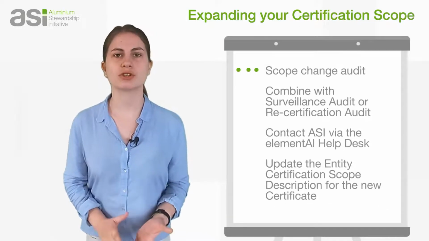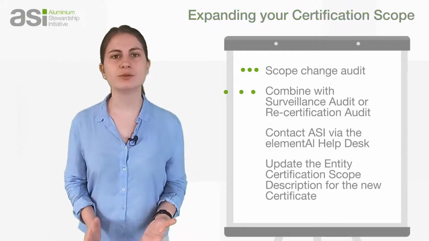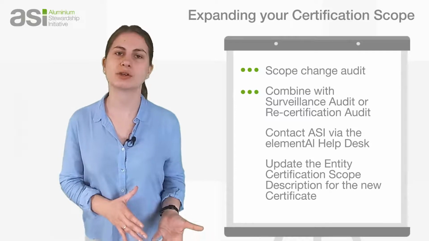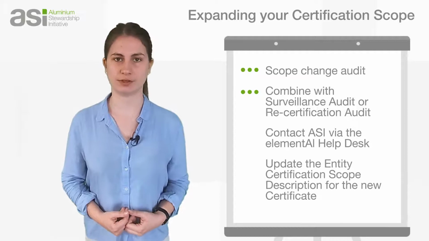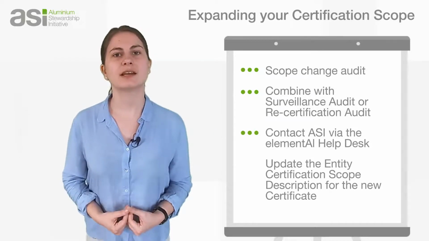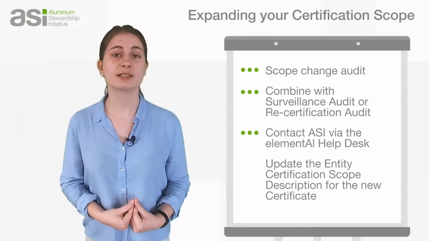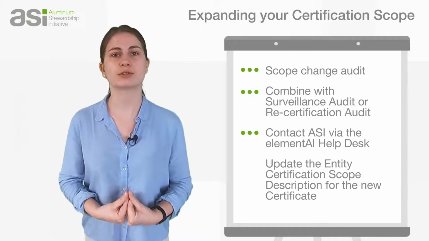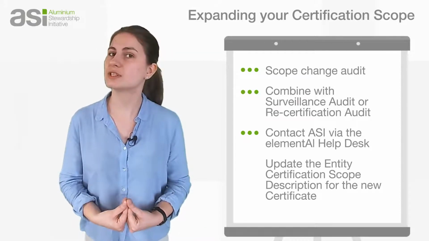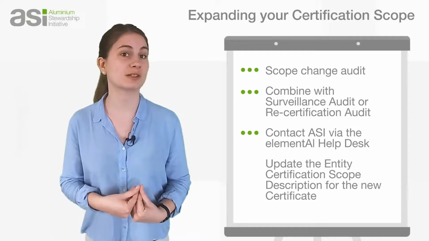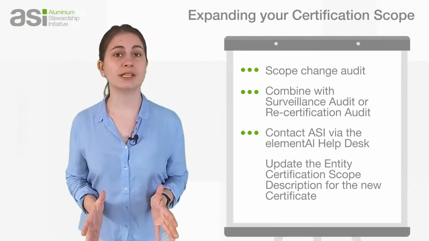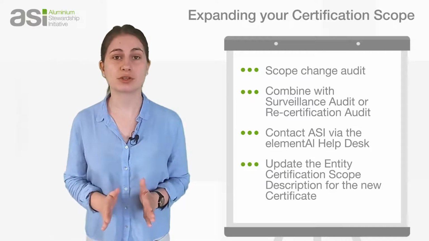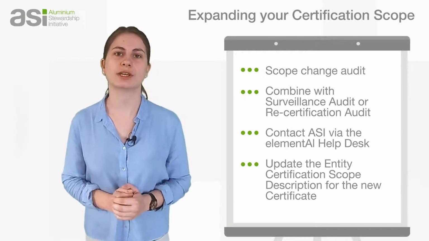You can expand your certification scope through a scope change audit, which can also be combined with a surveillance or recertification audit to include more activities under the same ASI certification. Contact ASI through the Elemental Help Desk to create a new self-assessment for your scope change. You can then update the self-assessment details as we just explained for the initial certification. Most importantly, update the certification scope description for the new certificate.